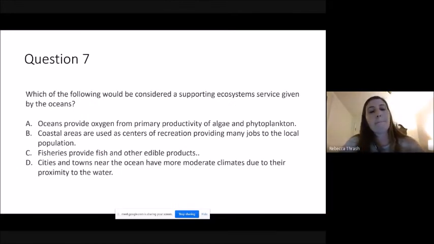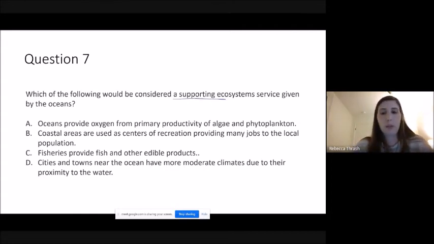Question 7. Which of the following would be considered a supporting ecosystem service given by the oceans? So again, what does it mean when we say supporting? Those would be those things that underpin all other ecosystem services. A, oceans provide oxygen from primary productivity of algae and phytoplankton. B, coastal areas are used as centers of recreation, providing many jobs to the local population. C, fisheries provide fish and other edible products. D, cities and towns near the ocean have more moderate climates due to their proximity to the water.